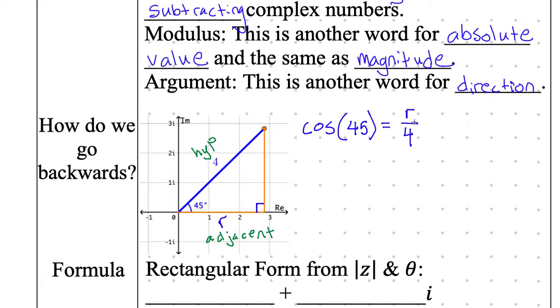Come on, anyone. Okay, Andrea. Multiply both sides by 4. There it is. So multiply the left-hand side and the right-hand side by 4. And we get our new equation, which says that r is equal to 4 cosine of 45.